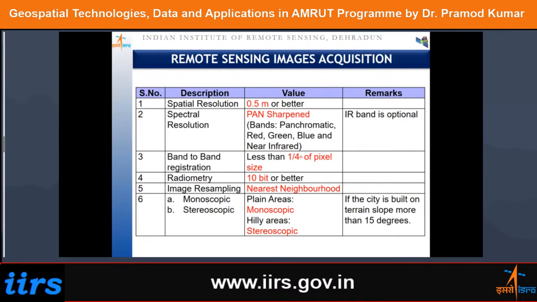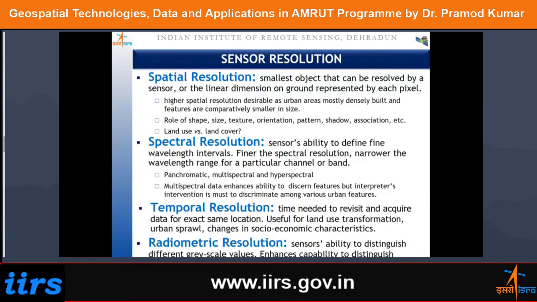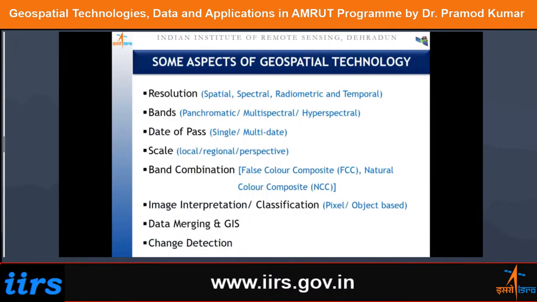Okay, then comes the spectral resolution, because we have to generate the false color composite. That means the minimum three bands are required. So the bands should fall in which spectral range, that also has to be taken care of. Typically they are green, red or infrared to form the standard false color composite.